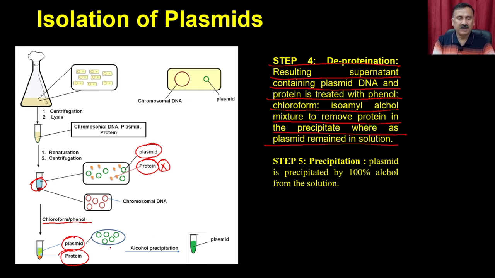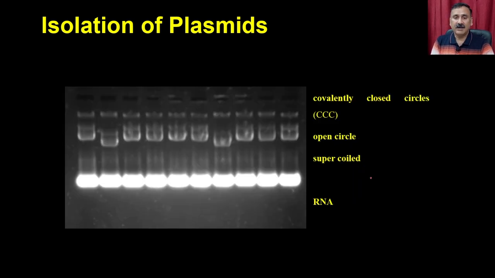And in step 5, you are going to do the alcohol precipitation. So you add alcohol and that's how the plasmid is going to be precipitated by the 100% alcohol. And once you isolate the plasmid and you analyze it on an agarose gel, you are going to see the classical three different forms of the plasmid.